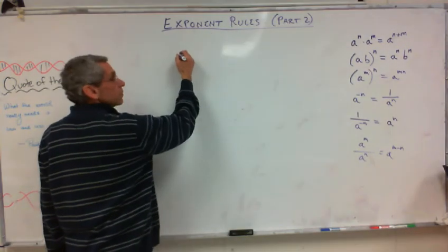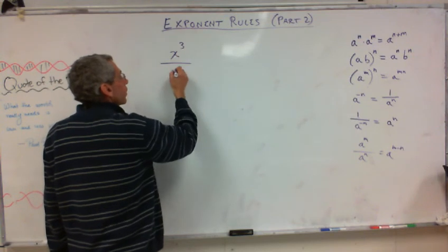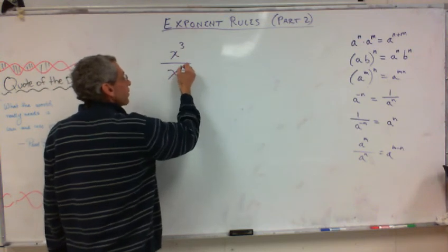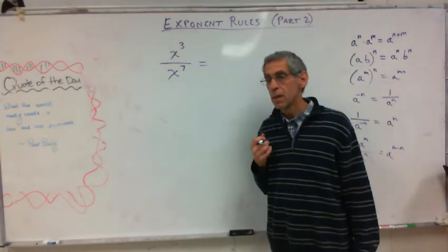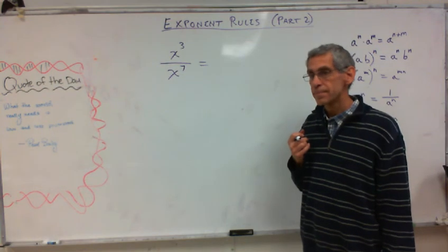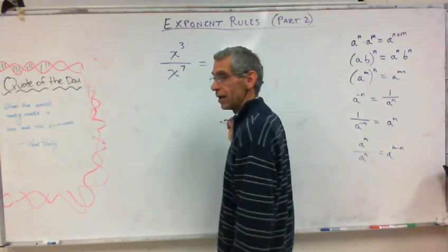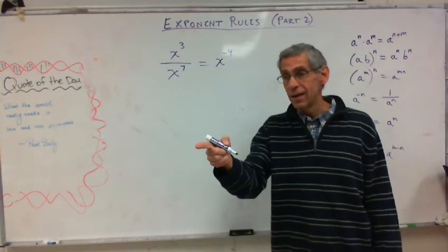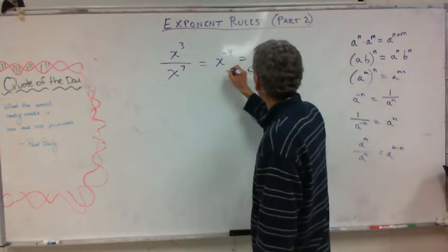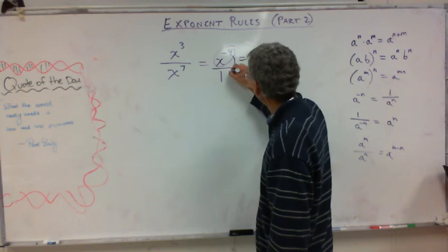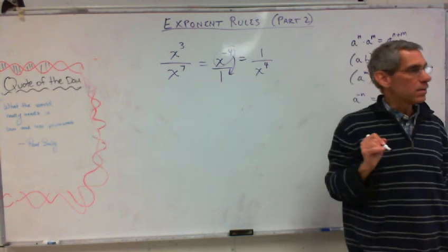So what if I did this? What if I had x to the third over x to the seventh? All right, Rebecca, what would I get? X to the -4. Am I done? No. Is she done? No, you're not done, Rebecca. We're going to put it over 1. We're going to move that downstairs. So it's 1 over x to the +4. Right? Yes? Okay.